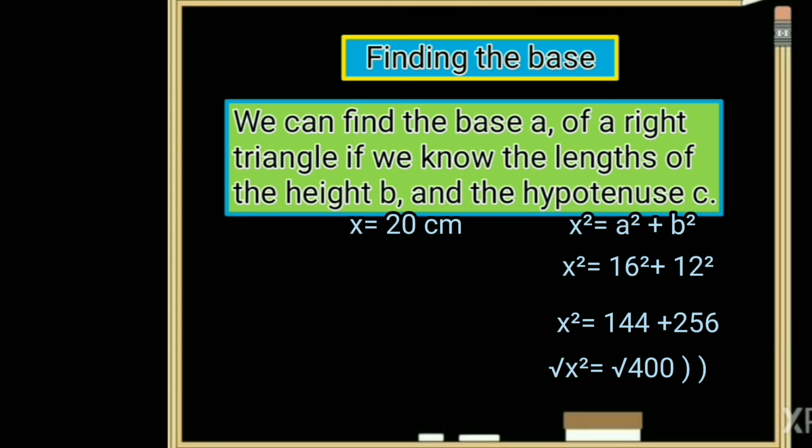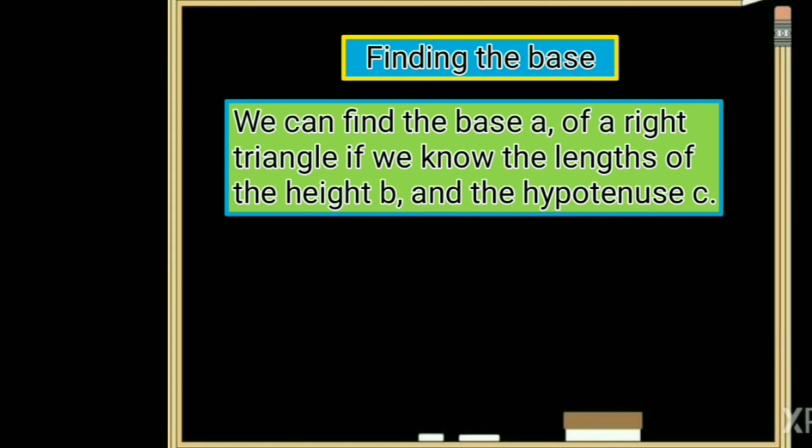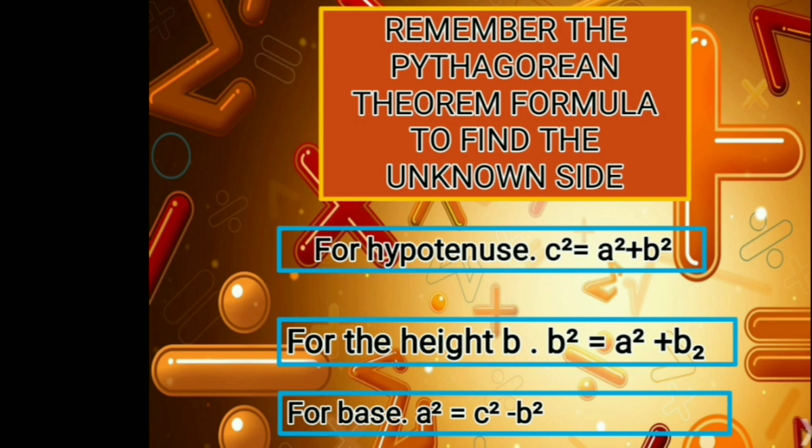So let's proceed. In finding the base, we can find the base a of a right triangle if we know the length of the height b and the hypotenuse c. So this is the example. How are you going to find the base now? Since the hypotenuse squared is equal to the height squared plus the base squared, the equation is... So always remember the Pythagorean Theorem formula to find the unknown side.